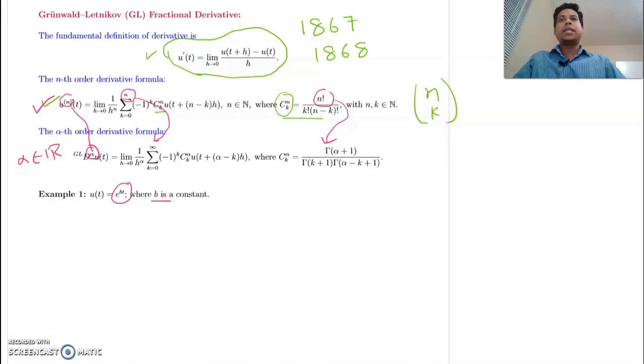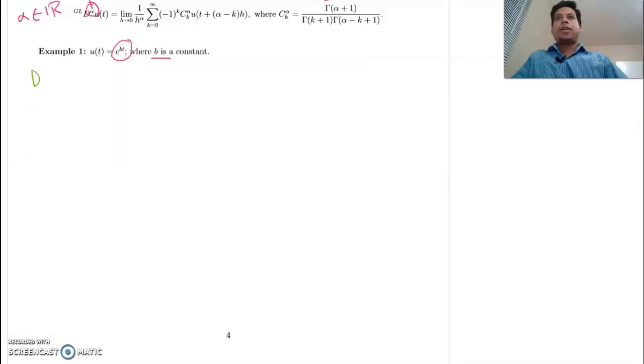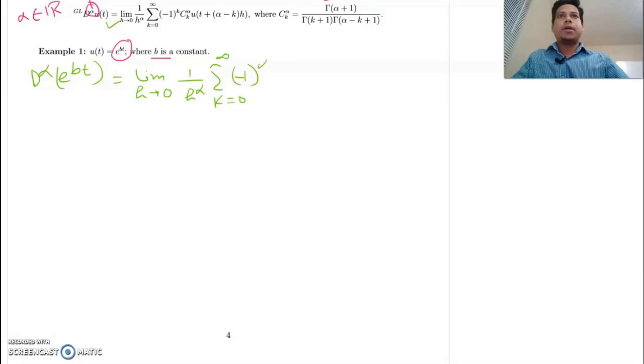Now we find the fractional order derivative, or alpha order derivative, of the exponential function, exponential of bt, where b is a constant, using this GL definition. So the alpha order derivative of exponential of bt is equal to, we simply plug in this formula, limit h tends to 0, 1 over h to the alpha, summation over k, 0 to infinity, minus 1 raised to the power k, C(alpha,k), we can also use this notation (alpha k), and exponential of bt, where this t we replace by t times alpha minus k times h.